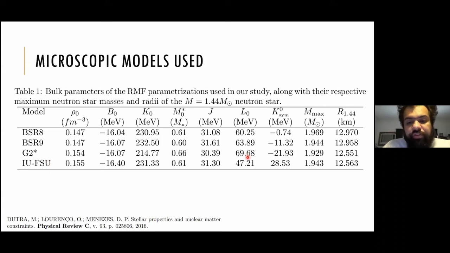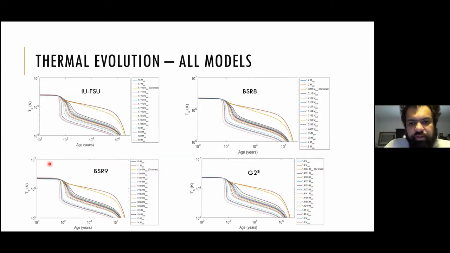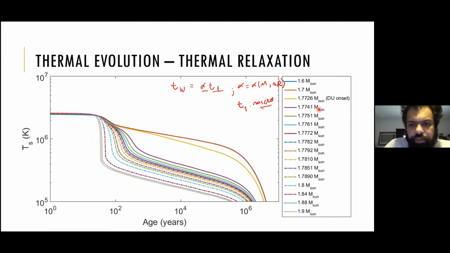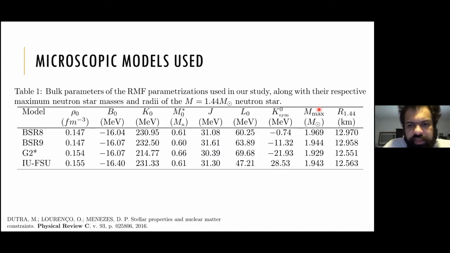proton fraction. Because the slope of the symmetry energy is lower for this, the onset of the direct Urca process for this one is different. You can see here, right? So the UFSU has a high onset. And we did this on purpose, okay? We took a model that has a very different onset of direct Urca process to show that our result is robust. Regardless of where the direct Urca process takes place, you're going to have the same results.